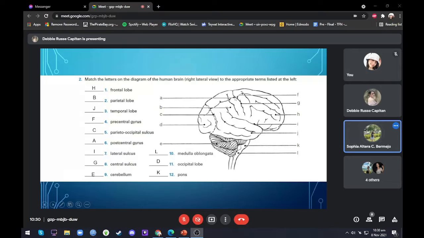Number 7, lateral sulcus, letter I. Number 8, central sulcus, letter G. Number 9, cerebellum, letter E. For number 10, medulla oblongata, letter L. And 11, occipital lobe, letter D. And number 12 is pons, letter K.